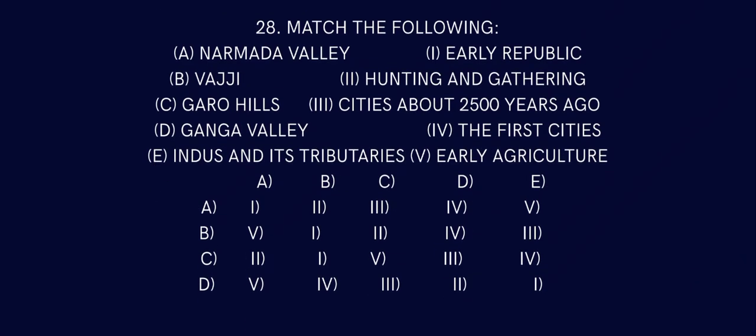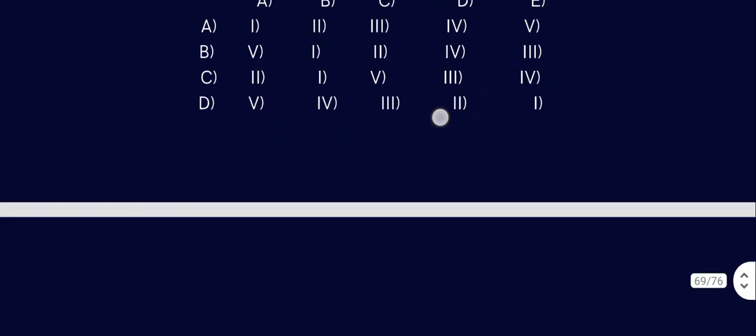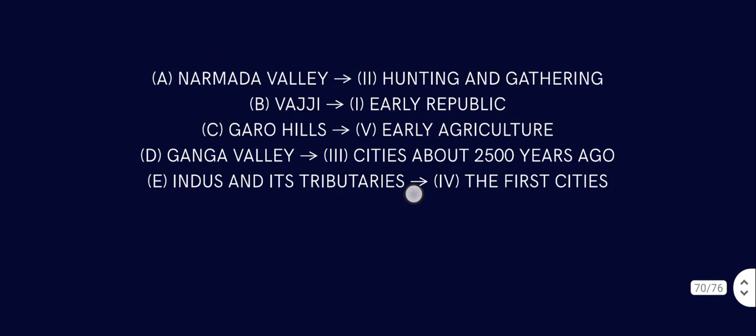What happens is Narmada Valley is hunting and gathering. Vajji is early republic. Garo Hills are early agriculture. Agriculture happens early in Garo Hills. Ganga Valley is what? It is about 2,500 years ago, and Indus and its tributaries are the first cities. So here your answer is C. Narmada Valley is hunting and gathering, Vajji's early republic, Garo Hills early agriculture, Ganga Valley cities about 2,500 years ago, Indus and its tributaries is the first cities.